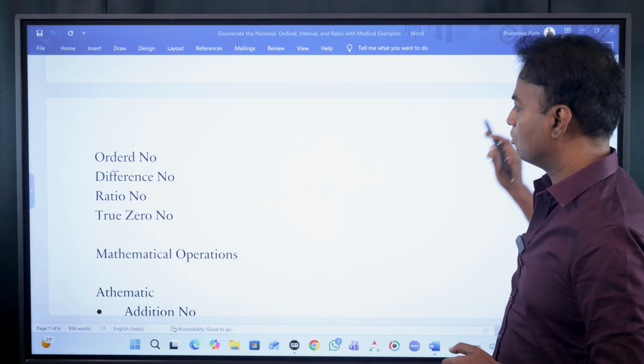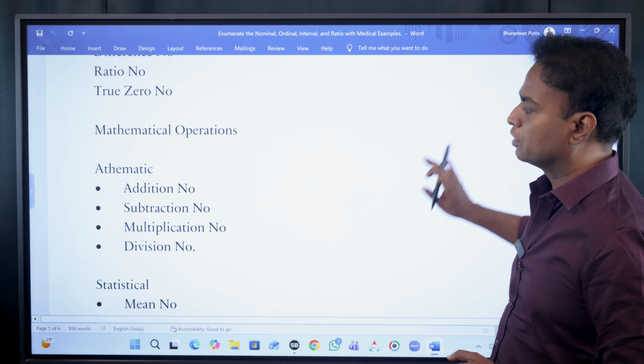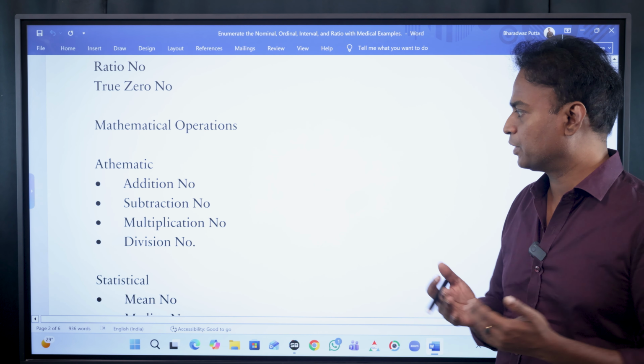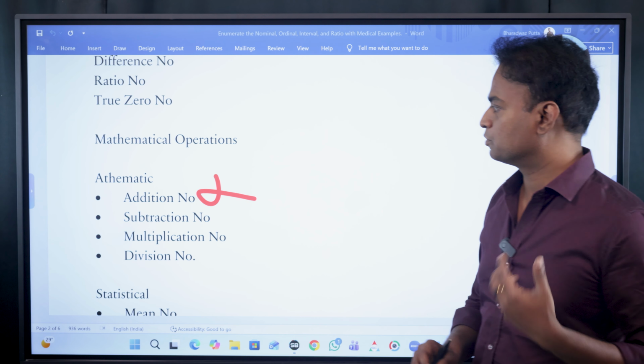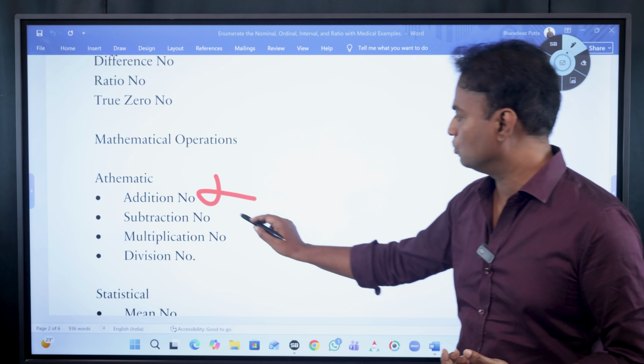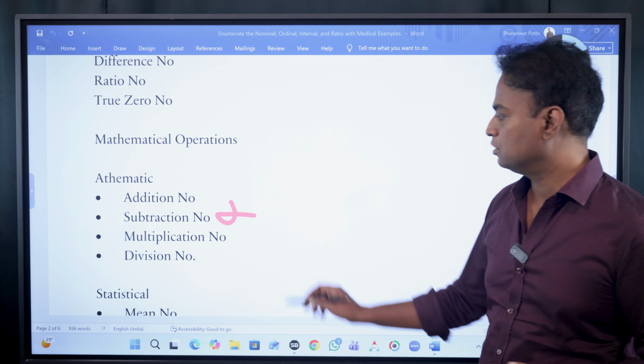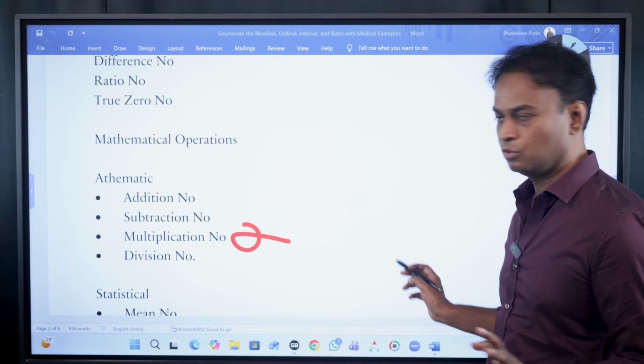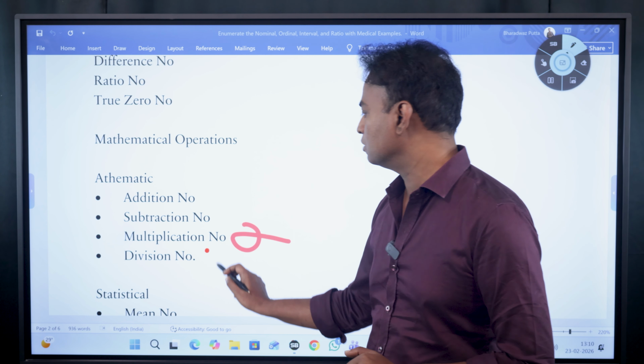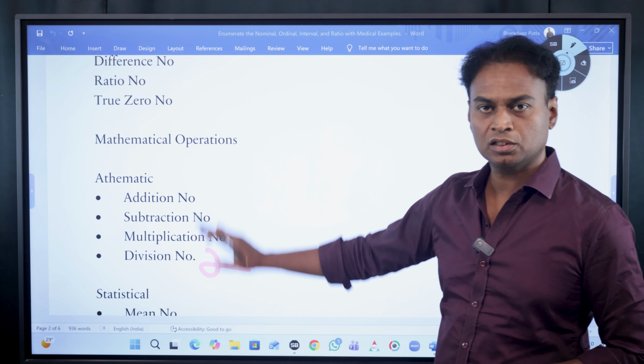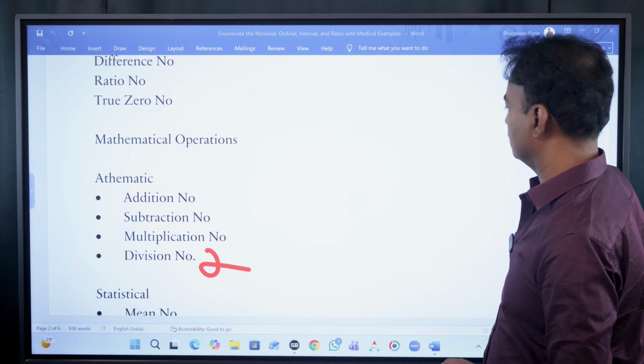What kind of mathematical operations can you perform on it? Can you add a diabetic patient with a hypertensive patient? No. Can you subtract the diabetes patient from the hypertension patient? No. Can you multiply two values within the data set? No. Can you divide one patient by another? No. That's the reason no arithmetic operation is possible here.